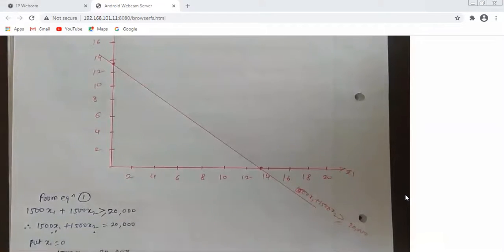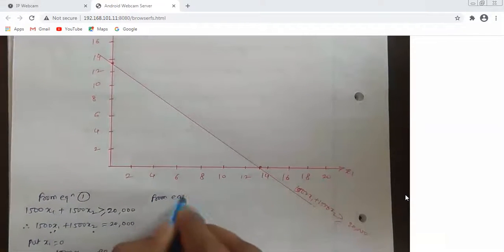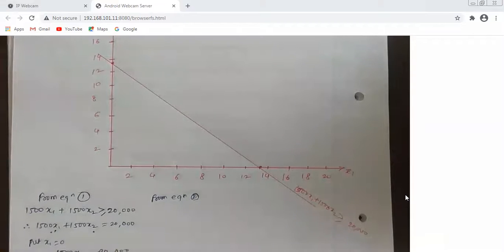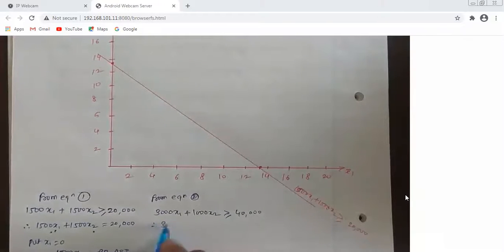Okay. Now we'll go for equation number 2. From equation 2, you have to find the values of x1 and x2. I will write the equation number 2. 3000 x1 plus 1000 x2 are greater than or equal to 40,000. We can rewrite the equation like this. That is 3000 x1 plus 1000 x2 is equal to 40,000.